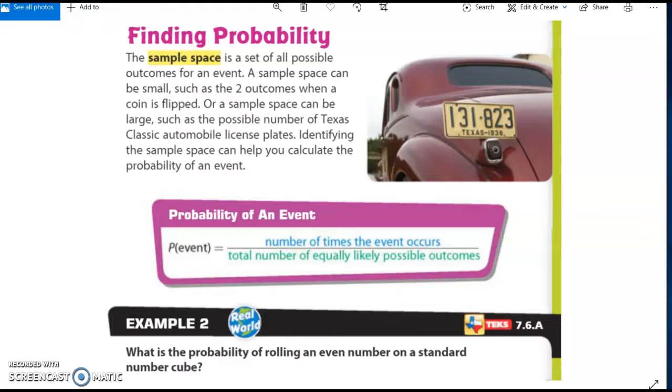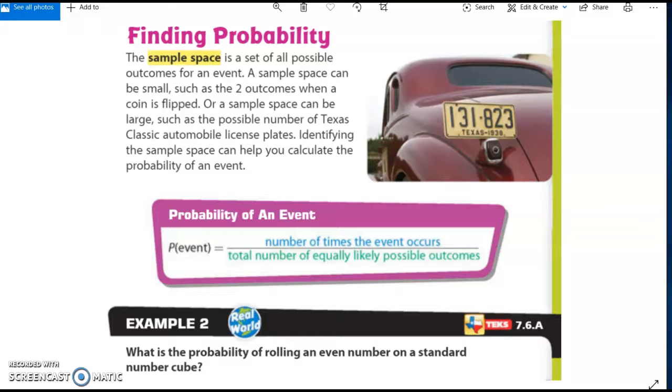Now, that could be your sample space. Within that sample space, say I wanted to find the number of favorable outcomes being license plates that started with the letter D. Favorable outcomes would be all of those license plates that start with the letter D. All possible outcomes would be all of the license plates in Texas. That's a simple sample space. Identifying a sample space can help you calculate the probability of an event. I'm going to say that is the key to finding a proper probability, is finding what your sample space is. So that's going to be integral.